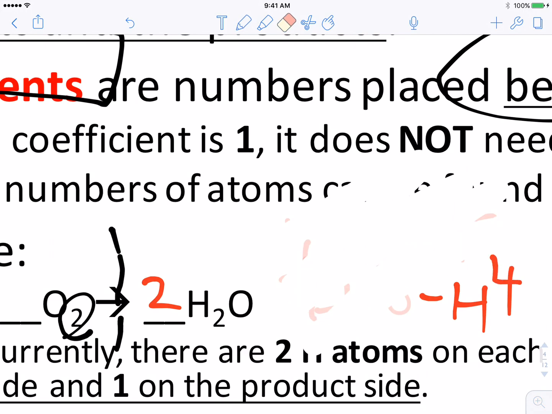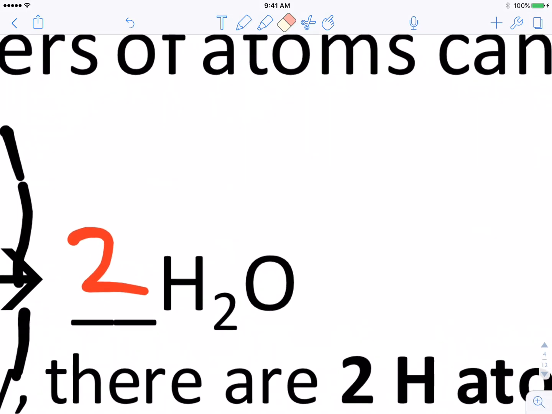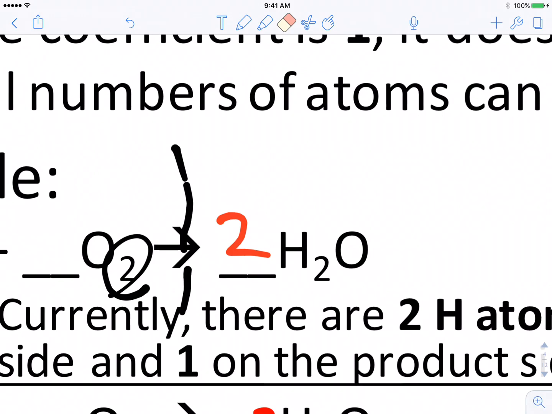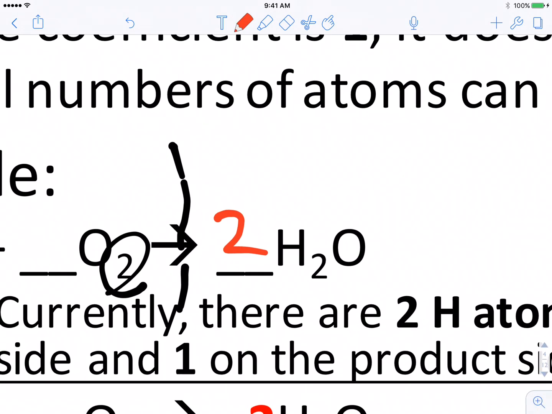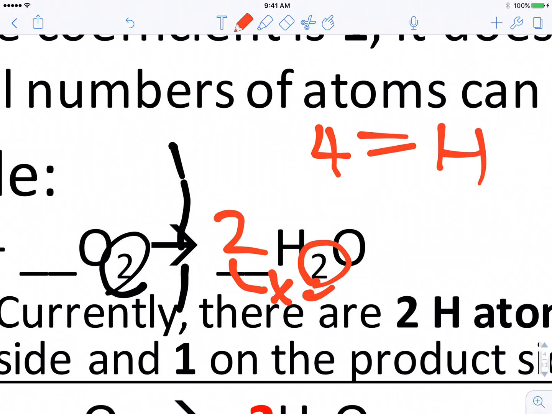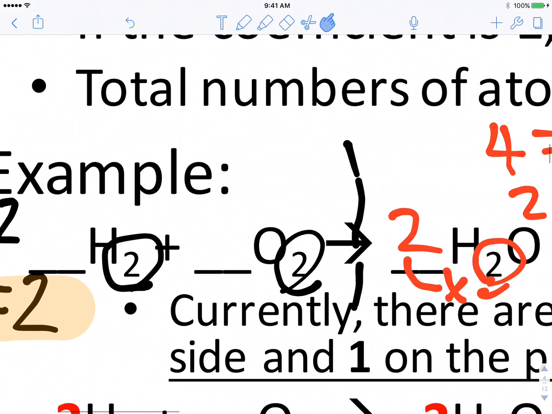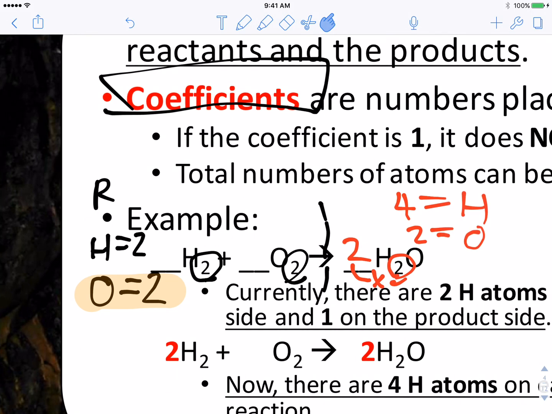So anytime you put a coefficient in front of an element that has a subscript next to it, like this guy, we have our little subscript here, we have our coefficient. That means these are multiplied by each other to get the total number of hydrogen atoms. So 2 times 2 is 4 hydrogens. We have 4 hydrogens, we have 2 oxygens. Okay, so now we've got to take a look at our other side. If we zoom out a little bit and look at our reactant side, we have 2 hydrogens over here, but we have 4 on the products. So here's our 2, here's our 4.